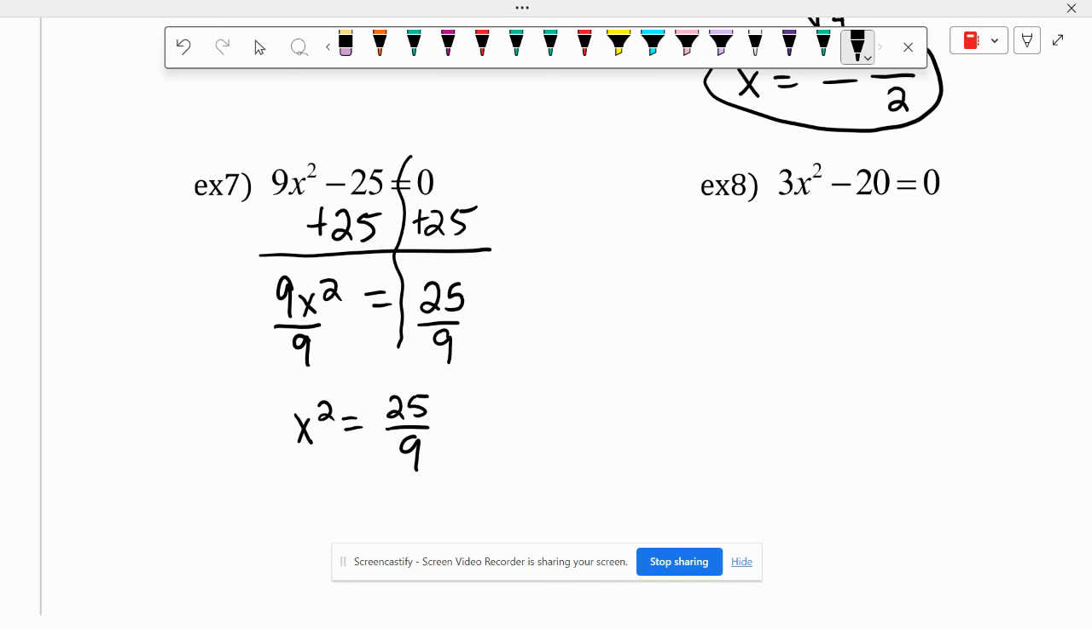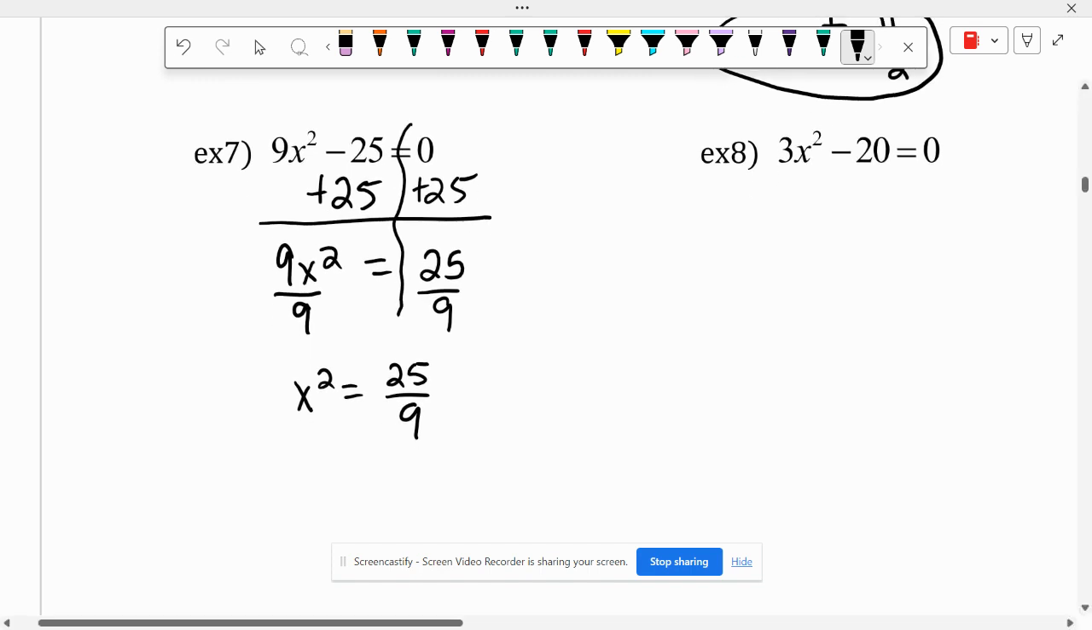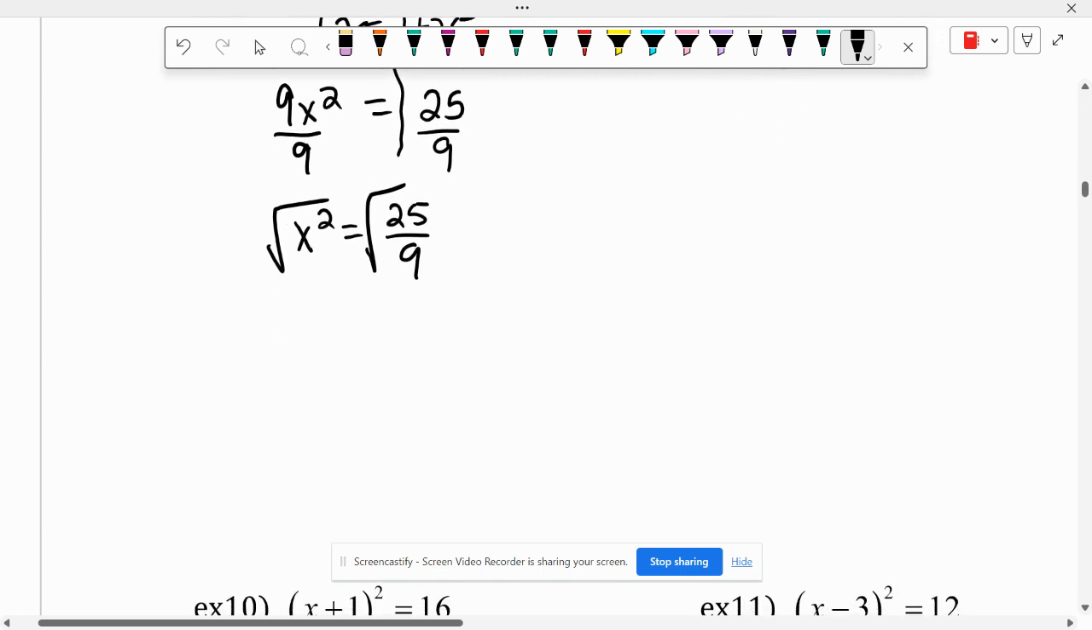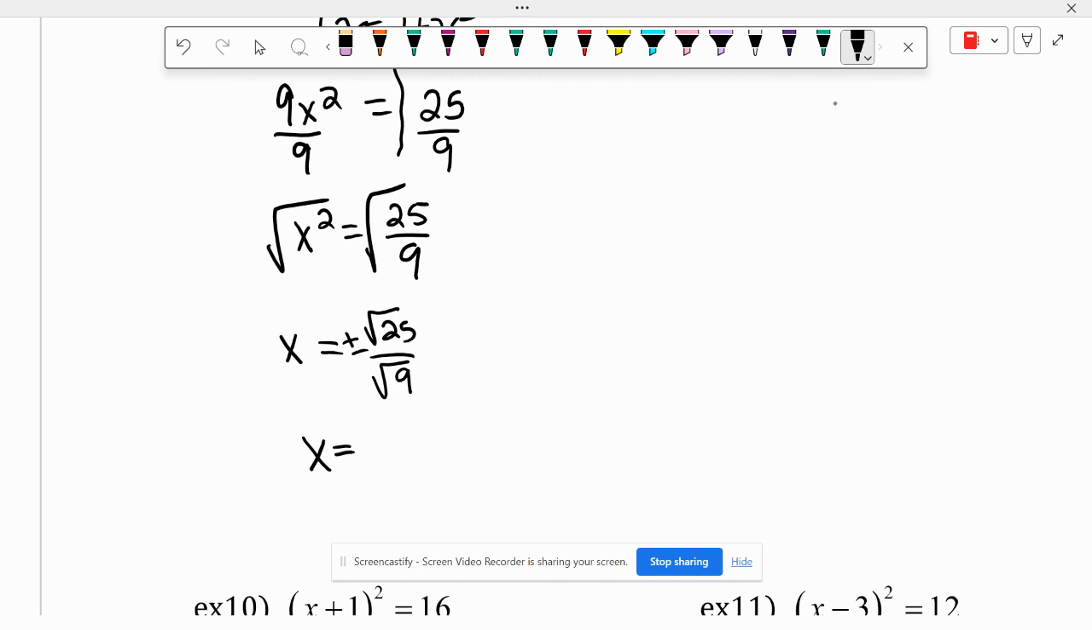Now what? What do I have to do to both sides? Square root it. Remember that 25 over 9 can be broken up into the square root of 25 over the square root of 9. And I have both a positive and a negative answer. What is the square root of 25? 5. And what is the square root of 9? 3.